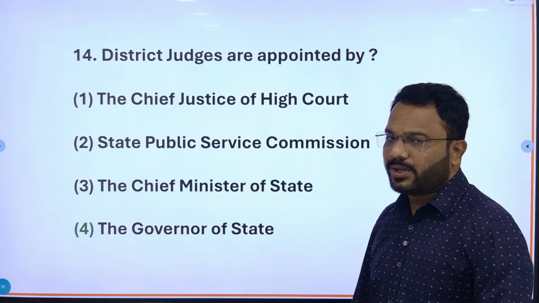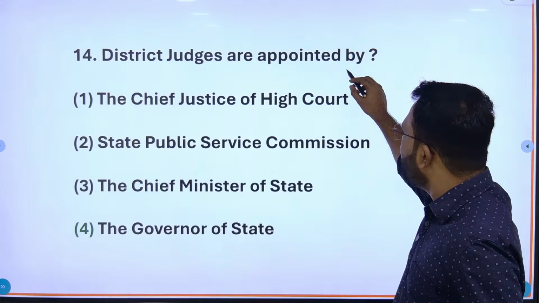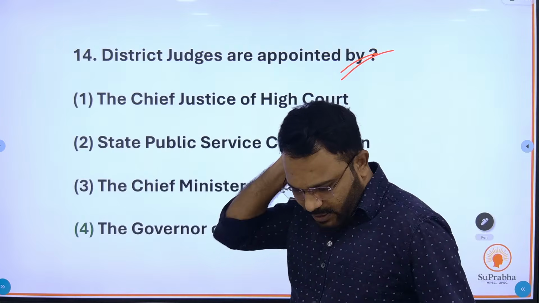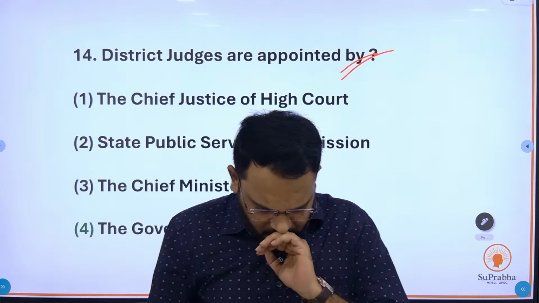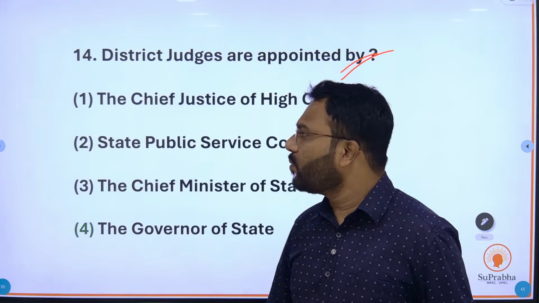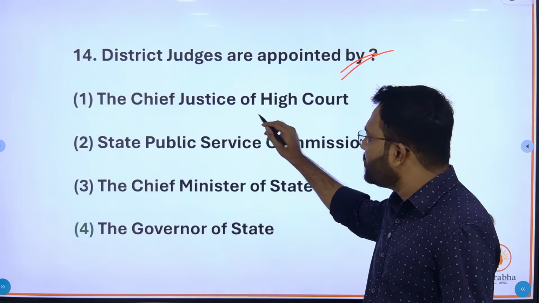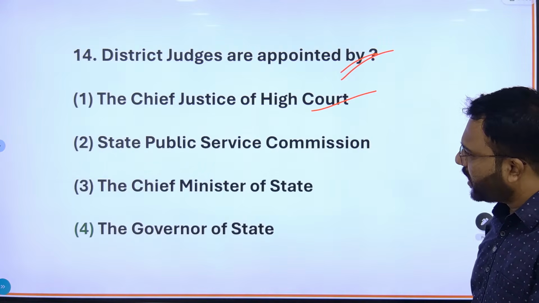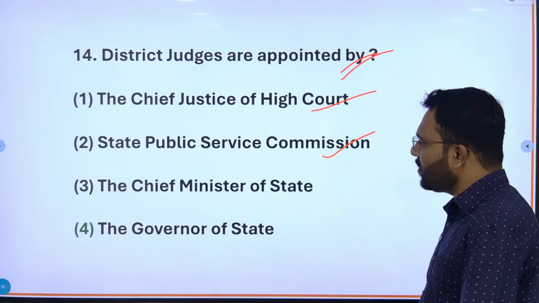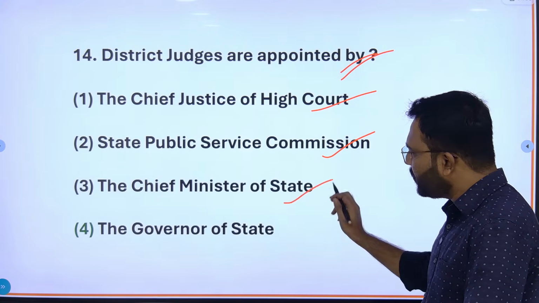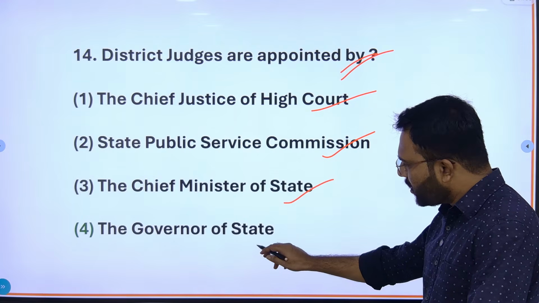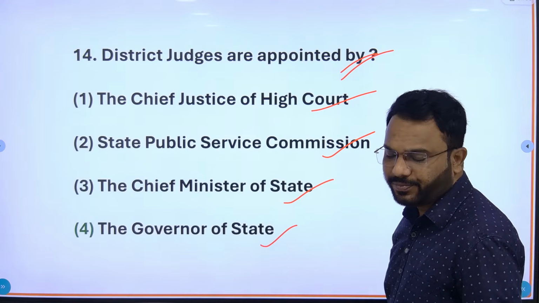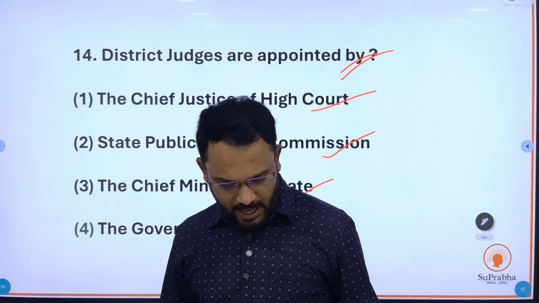Yes, 14th question. District judges are appointed by whom? First option, Chief Justice of a High Court. Second option, State Public Service Commission. Third option, Chief Minister of the State. Fourth option, Governor of the State. चला सांगा काय आहे उत्तर?